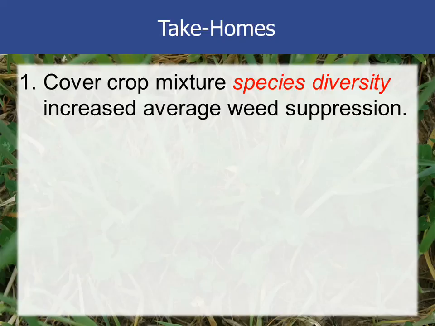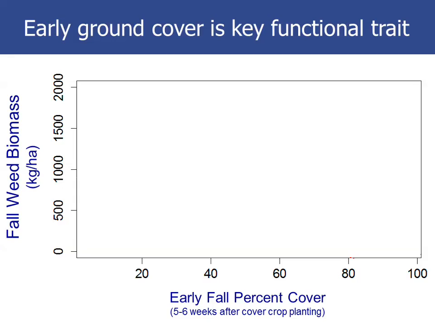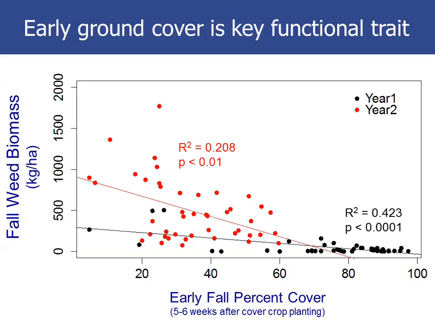So why does this happen? What's the mechanism? Getting back to the temporal dynamics, the take-home here is that early fall ground cover, or early growth, is really the key functional trait. On the x-axis, I have the early fall percent cover, estimated 5 to 6 weeks after planting. On the y-axis, I have the fall weed biomass. And you can see that for both years, there's a strong linear relationship between more ground cover and fewer weeds.